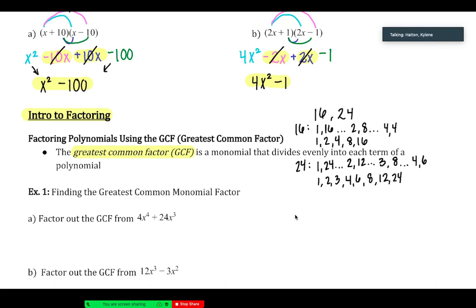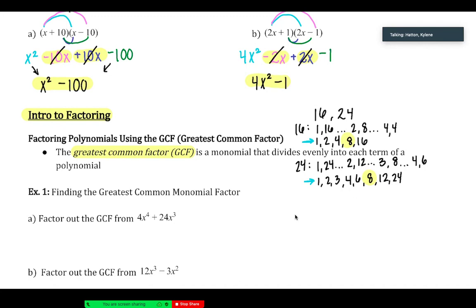And to find the greatest common factor, you're trying to find the largest one that they have in common. So if these are the list of each factor, this is for 16, this is for 24, the largest one that they have in common would be 8. So the greatest common factor of 16 and 24 would be 8. It's basically the biggest number that you can divide into both of them and get a whole number out.